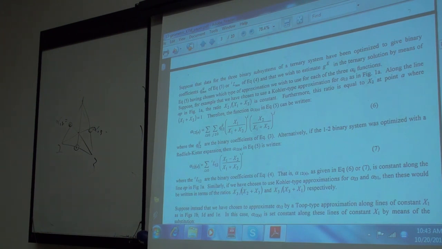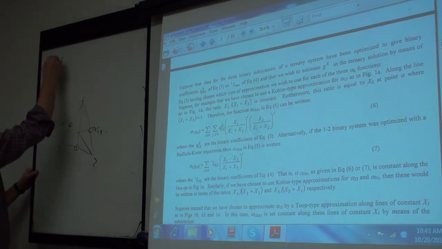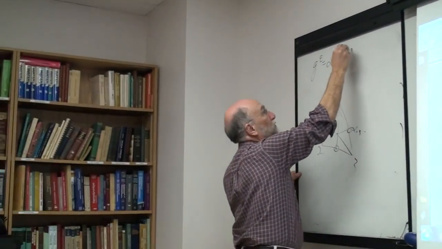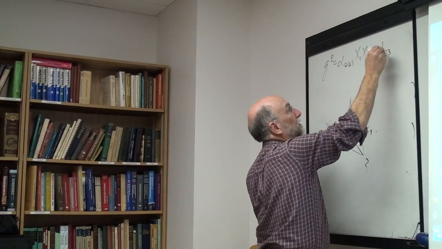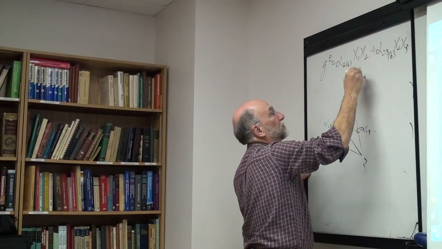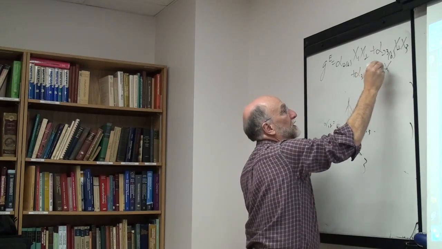Okay, let me just write this out so I don't have to keep flipping back and forth. I have GXS then is alpha 1,2 at point A times x1 x2 plus alpha 2,3 at point B times x3 plus alpha 3,1 times x1.